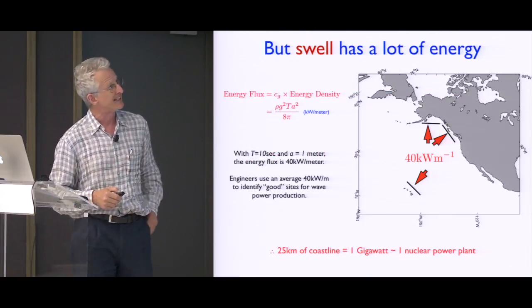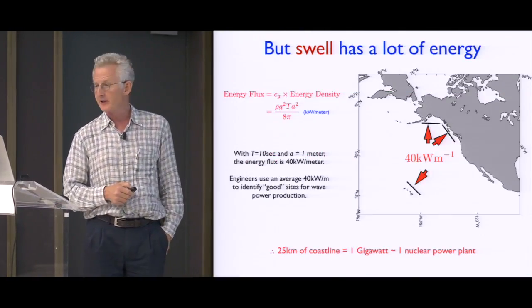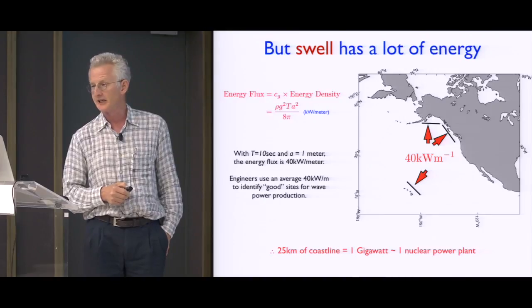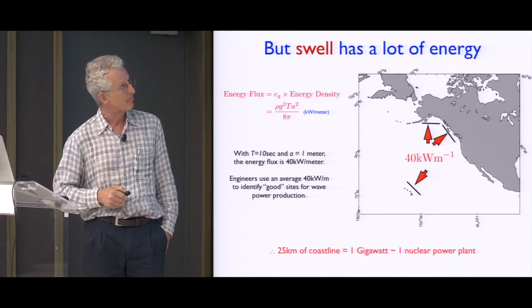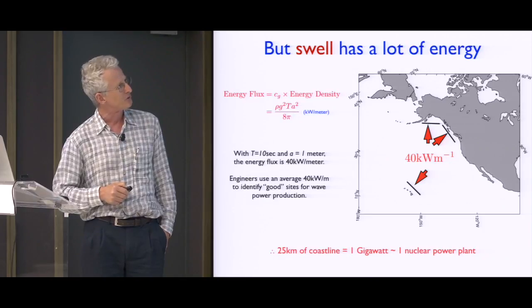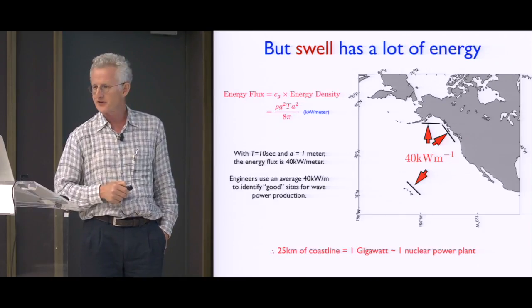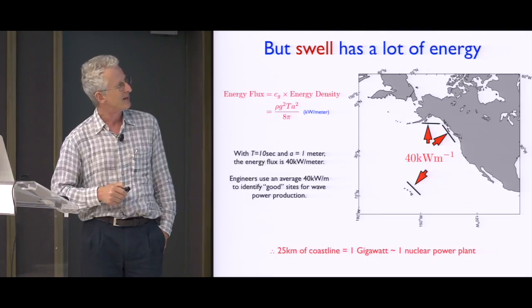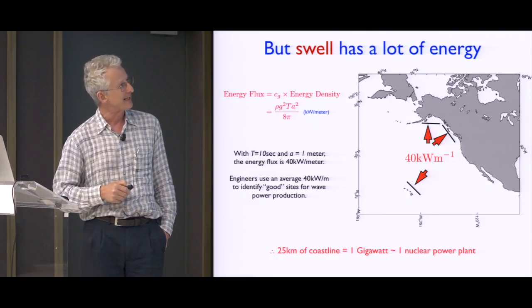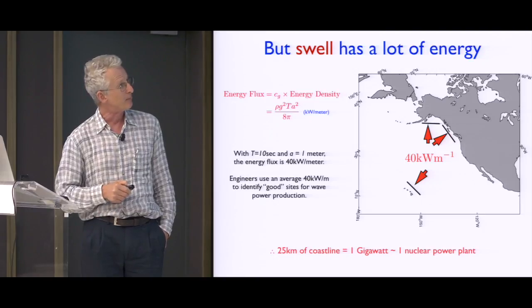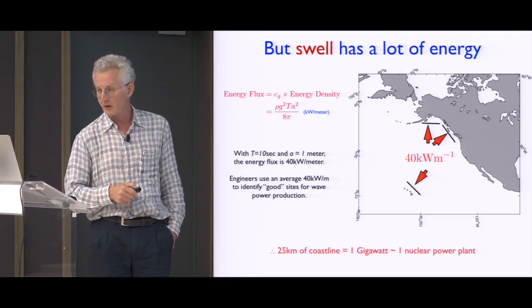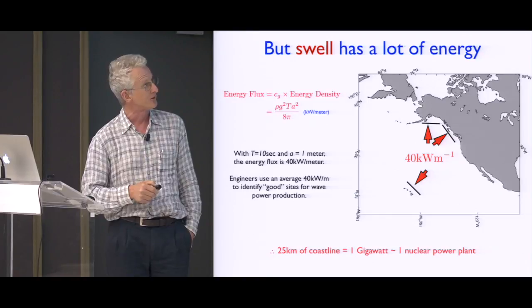But just because it's linear, you shouldn't think that it's weak or doesn't have much energy. So for instance, there's a formula which I suppose dates from the 18th century, which is that we can calculate the energy flux in a surface gravity wave incident on a beach by multiplying the energy density of the wave times the group velocity.